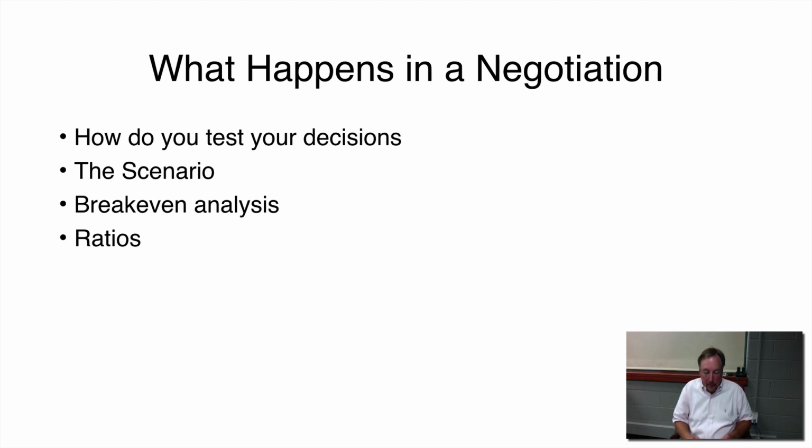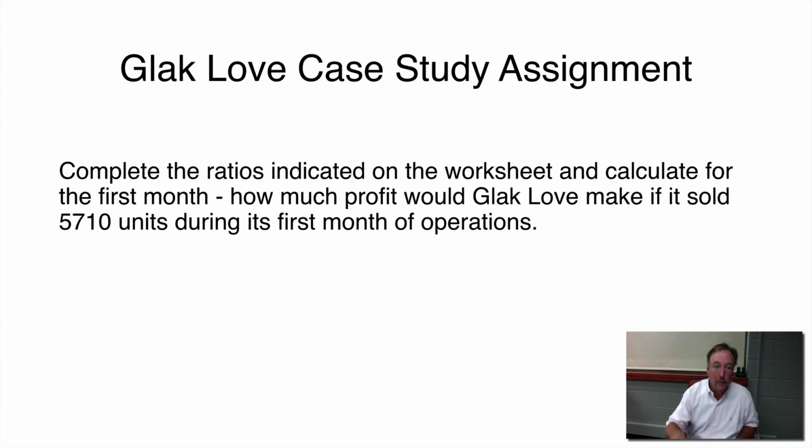So in summary, we need you to complete the ratios as part of your case study assignment indicated on the worksheet, be able to understand what those terms are and those couple of ratios that we have in there, and calculate for the first month. Here's what we want to know. How much profit would Glak Glove make if it sold 5,710 units during its first month of operations?